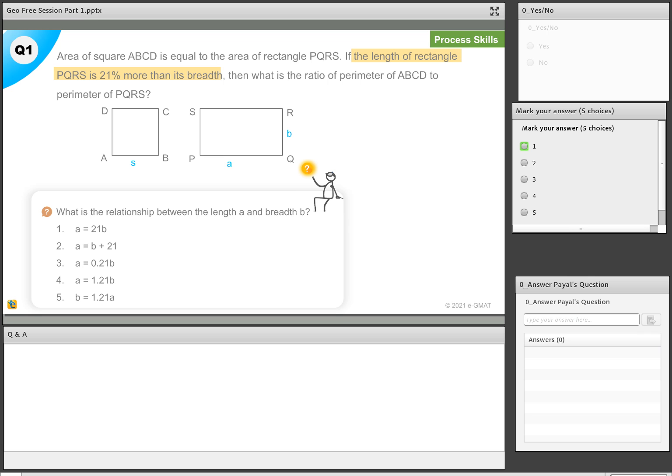Okay, so you are able to translate this. That's good. I think my hypothesis didn't work then. So you are able to translate this, and that's why we collect data. We hypothesize, we collect data, and then we figure out what's correct and what's not correct. So almost everyone, 96% of you, have selected the correct answer, A is equal to 1.21b. So this part is correct.